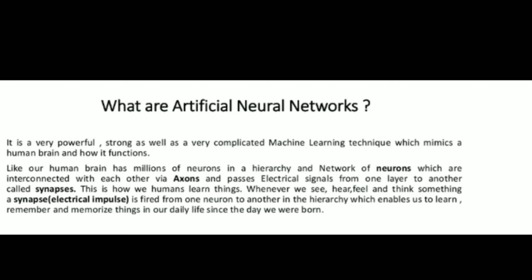Like our human brain has millions of neurons in a hierarchy, a network of neurons which are interconnected with each other via axons and passes electrical signals from one layer to another called synapses. This is how we humans learn things. Whenever we see, hear, feel and think something, a synapse is fired from one neuron to another in the hierarchy, which enables us to learn, remember and memorize things in our daily life since the day we were born.